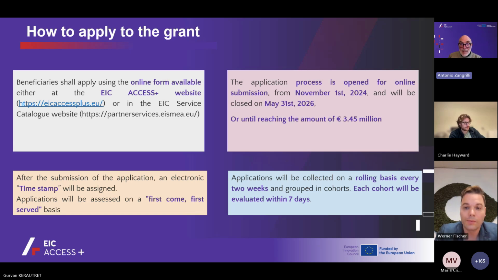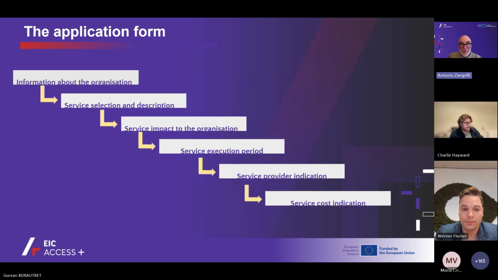And then if there is a green light, we communicate to the applicants, the beneficiaries, that their applications have been approved, and then we move on to the negotiation phase. The final step of this negotiation phase is the agreement between the ACCESS Plus team and the beneficiaries, and this will be open to allow us to provide you with the financial support. These are the procedures you have to follow for the application form.